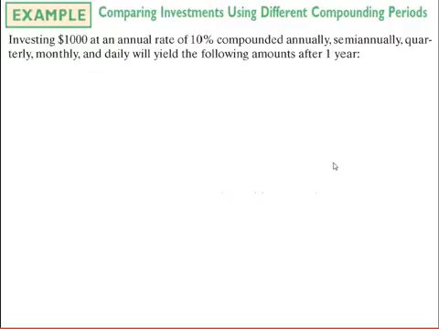Now, in this example, the objective is just to do some comparisons. Notice it says we're going to compare investments using different compounding periods. So for this example, we're going to invest $1,000 at a rate of 10%. And what we're going to do is look at what happens if we take that $1,000 at 10%, and compound annually, semi-annually, quarterly, monthly, and daily. What would we get at the end of 1 year in each of those scenarios? So I'm going to use my compound formula. My principal is going to be 1,000, and my interest rate is going to be 10%, so I'm going to write that as 0.10.